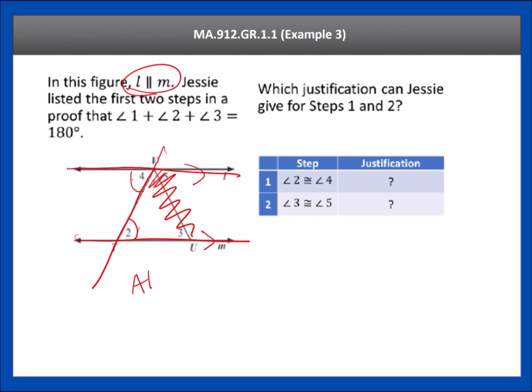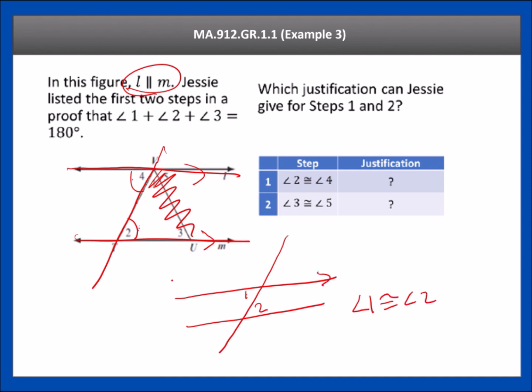First off, just to review, alternate interior angles are congruent. So if I have two parallel lines and I look at 1 and 2, I know that angle 1 must be congruent to angle 2 as long as these are parallel. That's alternate interior. If I had angles 3 and 5, these are alternate exterior. These are also congruent.